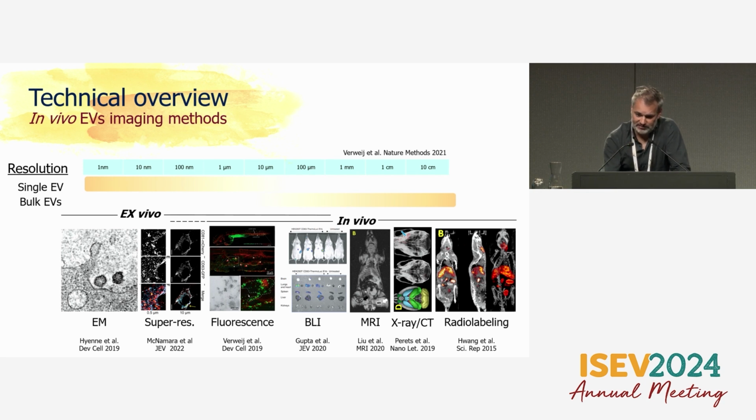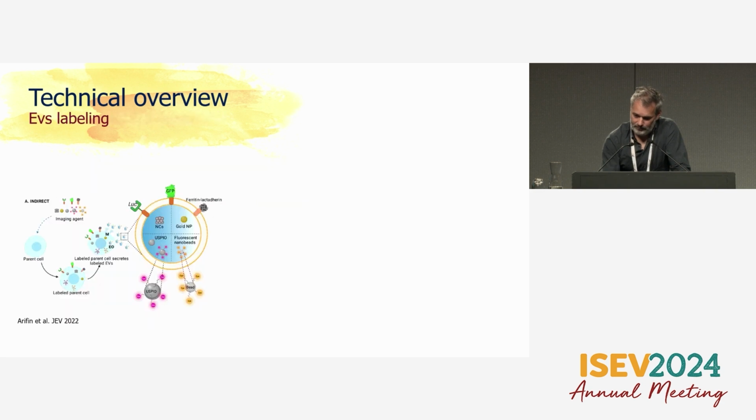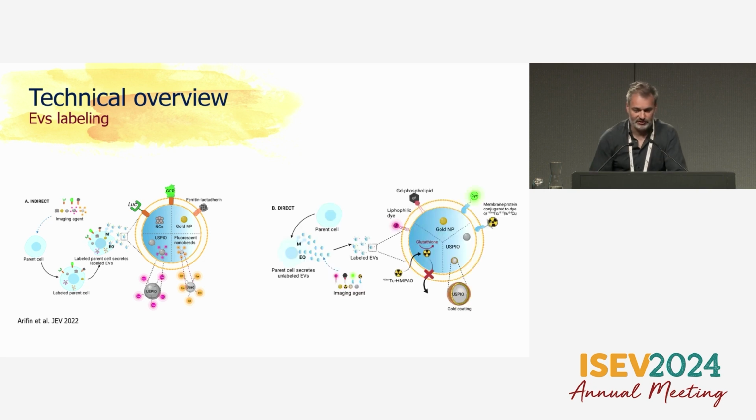Associated with these different methods are different labeling strategies. Again, I'll be very fast, but these are either indirect labeling strategies where you will label the secreting cell, or direct labeling strategies where you will label the EVs. Charles discussed that before. So, of course, when you want to track endogenous EVs, you will need to go for cell engineering. Whereas if you want to track exogenous EV biodistributions, then you can use both types of methods.